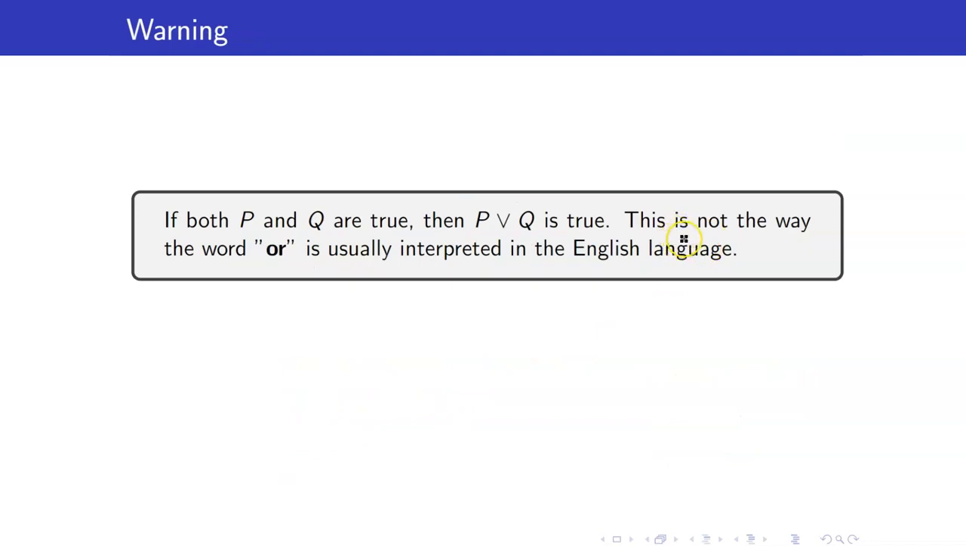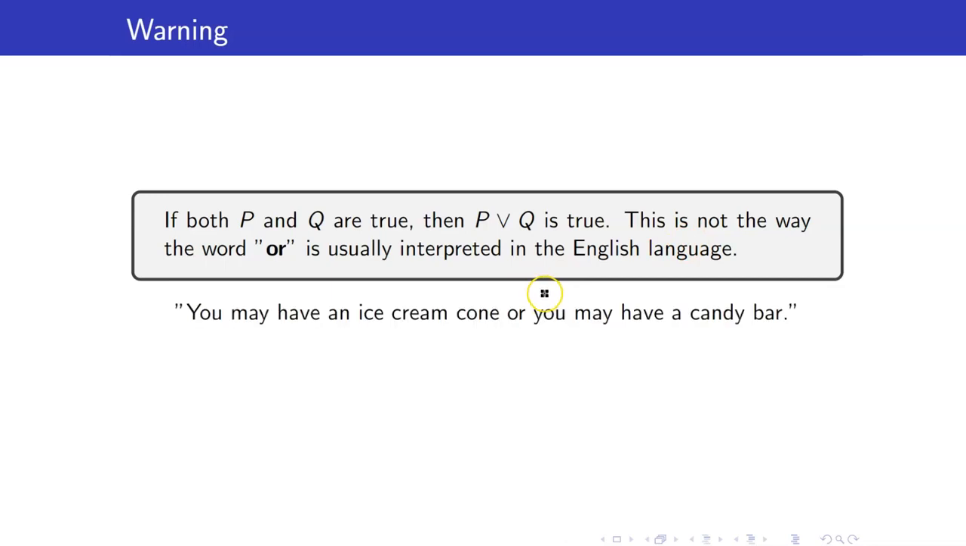This is not the way that the word or is usually interpreted in the English language. So for example, if I say, you may have an ice cream cone or you may have a candy bar. In the English language, we mean that you can only have either one. If you have an ice cream cone, then you definitely can't have a candy bar. If you have a candy bar, then you cannot have an ice cream cone. However, for the mathematical or, we mean one of the two or both. This one, P or Q or both.